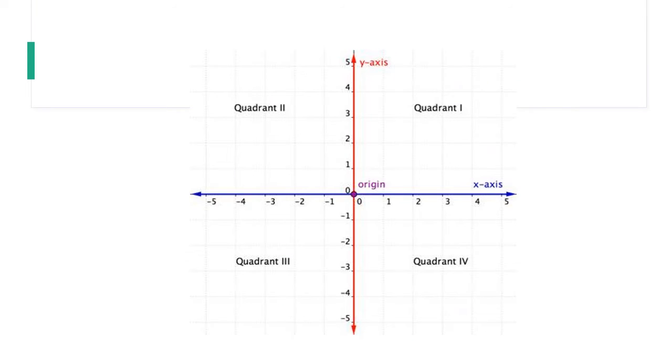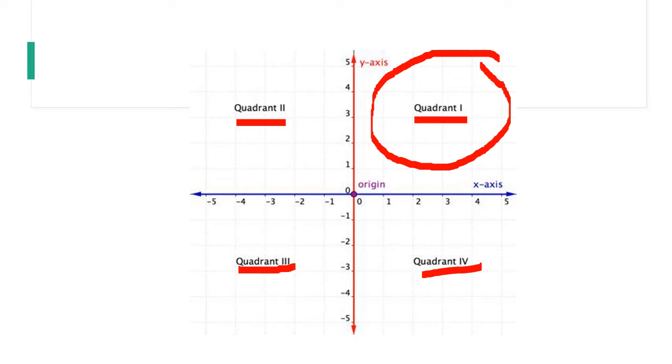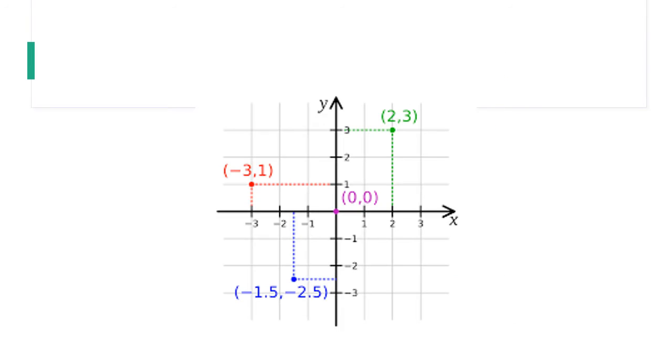Then due to this x and y axis, your graph paper gets divided into four parts, which are called the first quadrant, second quadrant, third quadrant and fourth quadrant. This entire area is called the first quadrant. Similarly, second, third and fourth. Okay, then this is how we denote the points. We plot the points on the x and y axis.